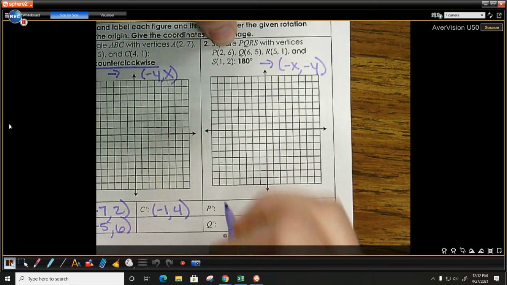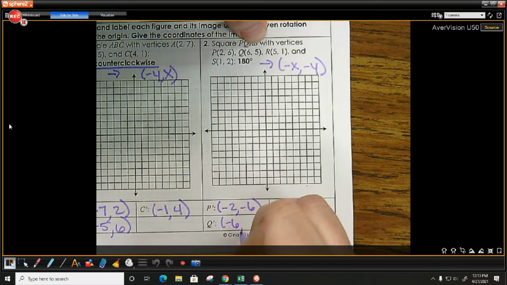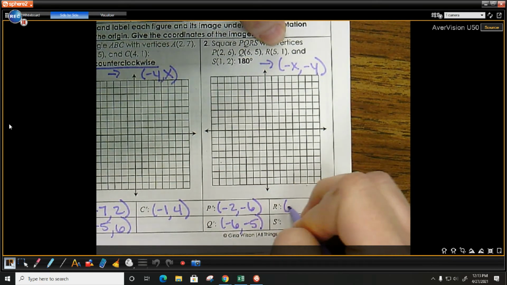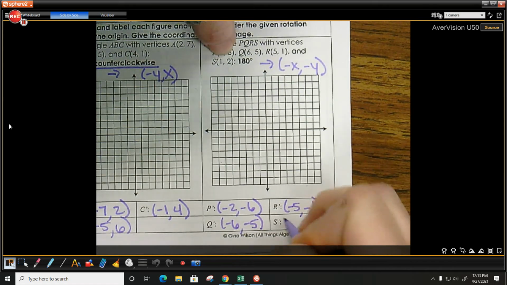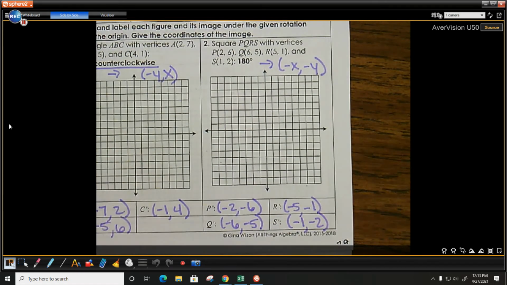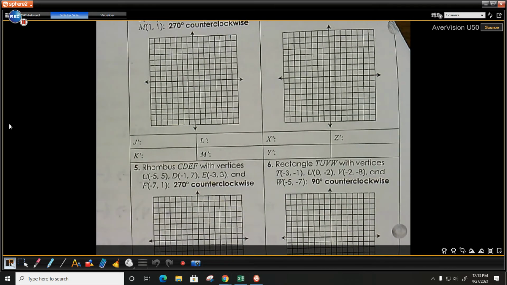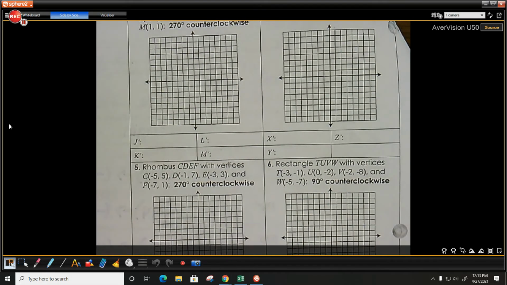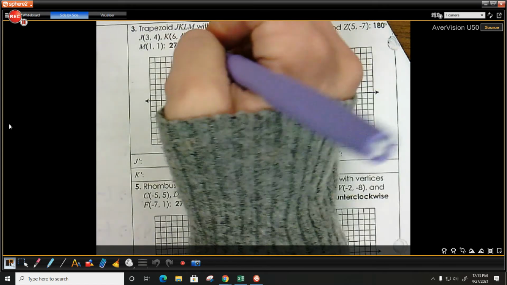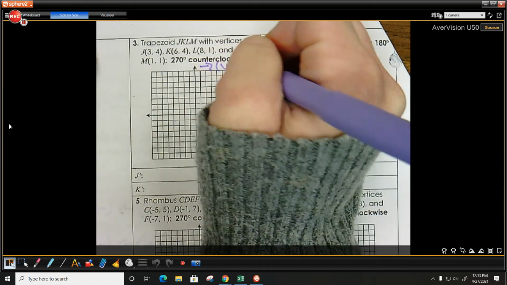180 means we become negative x, negative y. So what's p prime? What's q prime? What's r prime? And what's s prime? Good? Do we like using the rules? Okay, 270 degrees counterclockwise. That means we're going to become y, negative x. So we flip-flop them, the x value changes. So what's the j prime?